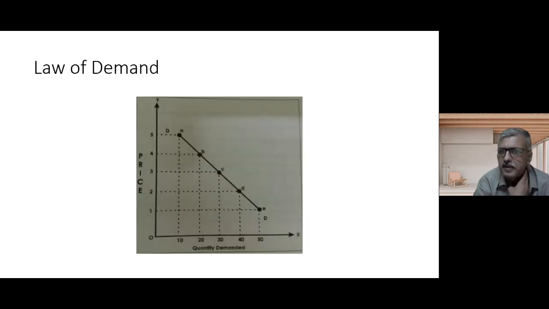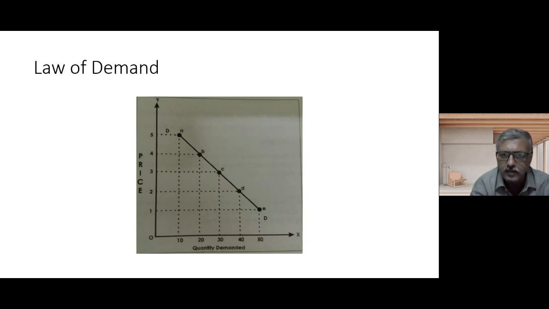This is how we try to explain the law of demand. As the price drops, the demand increases, and as the price rises, the demand decreases. So it has a relationship: the quantity of goods demanded has an inverse relationship with its price. If price increases, demand will reduce, and if price reduces, demand will increase.